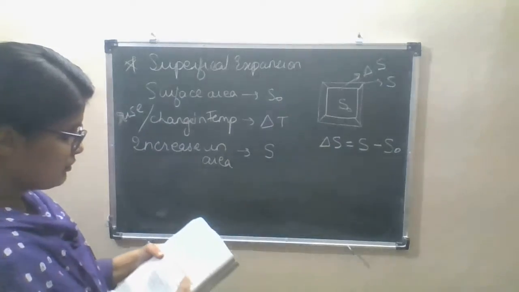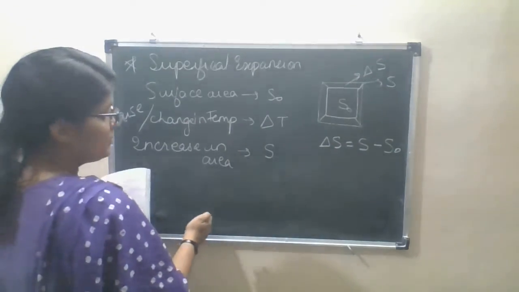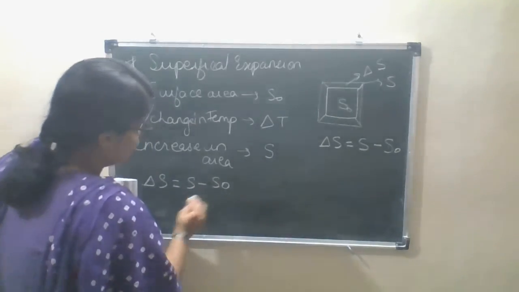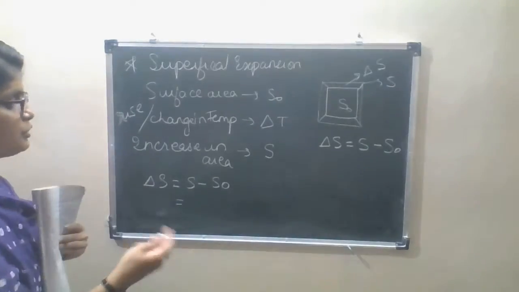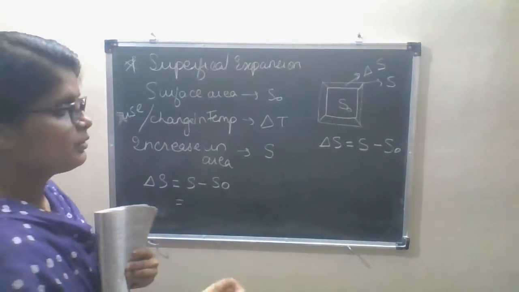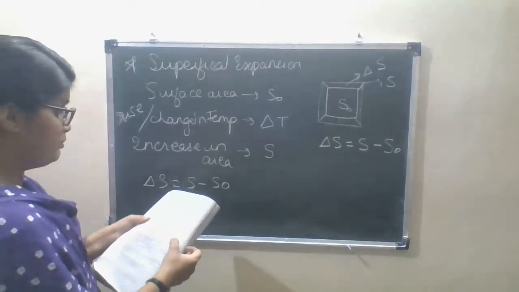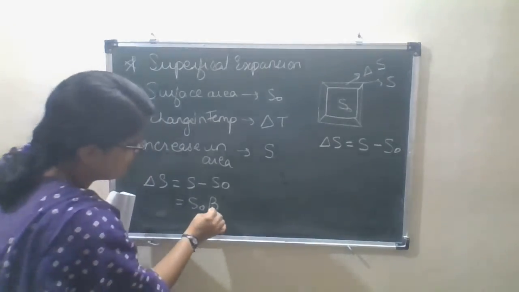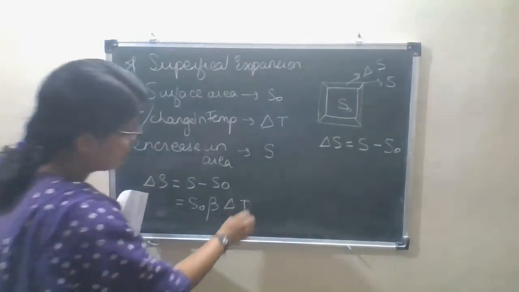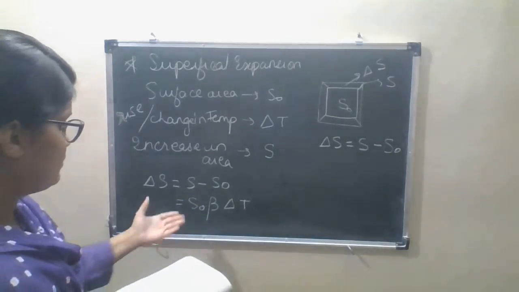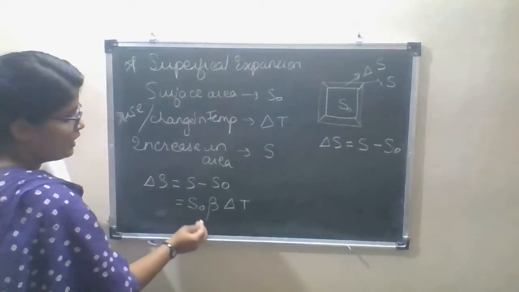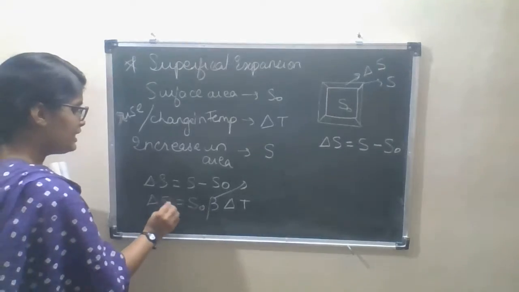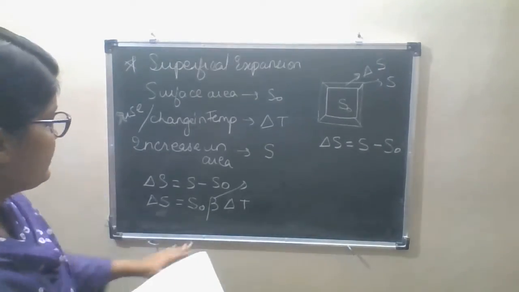Okay, so the same equation we can write for the surface, that is delta S equals S minus S0, and we know that according to the proportionality constant, known here as beta, it is denoted by S0 beta into delta T. These terms are nothing but the same as we used in the one dimension case. There alpha was there, here only beta is there.